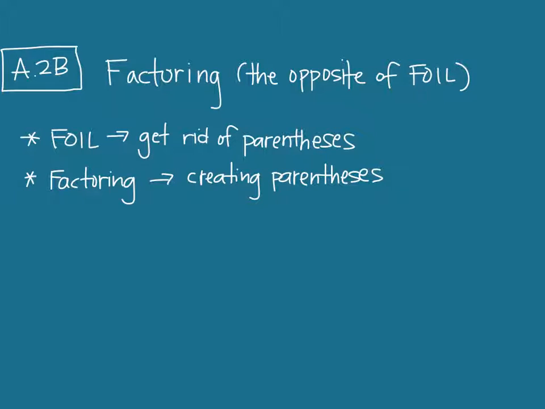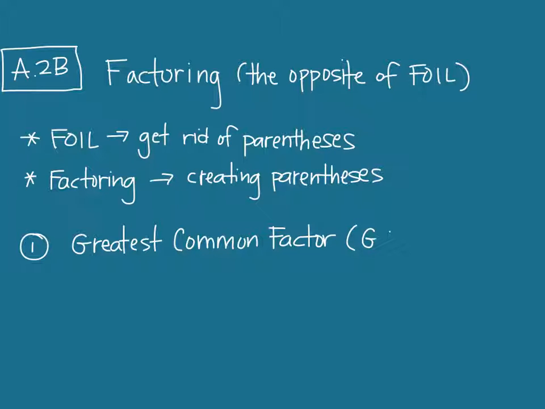So there are a couple kinds of factoring. The first type of factoring we're going to talk about is the type of factoring called greatest common factor, or GCF. Okay, so that's that type of factoring, greatest common factor, or GCF, to find the largest thing that the terms have in common. So we'll do a couple examples of greatest common. This is not new. You've done this before.